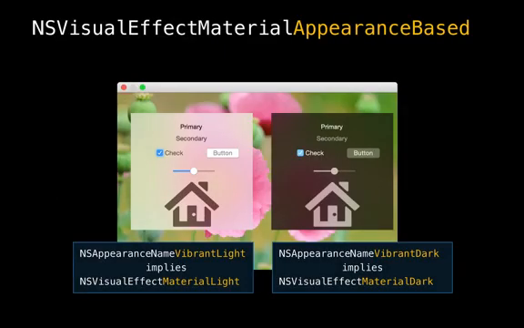If you have a visual effect view, and it's set to NSVisualEffectMaterialAppearanceBased, the actual material shown by the visual effect view is automatically determined by the appearance. So if you set the vibrant light appearance, the material light will appear for that visual effect view. If you set the vibrant dark appearance, the material dark will appear for the visual effect view. Now you can explicitly set the material and not set the appearance, which is why it's an enum option.